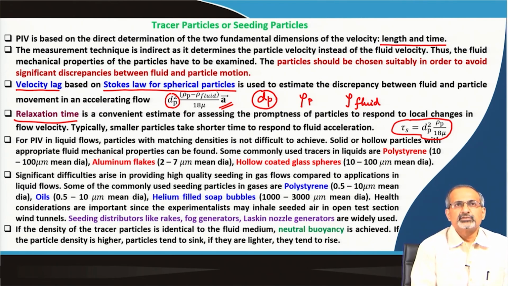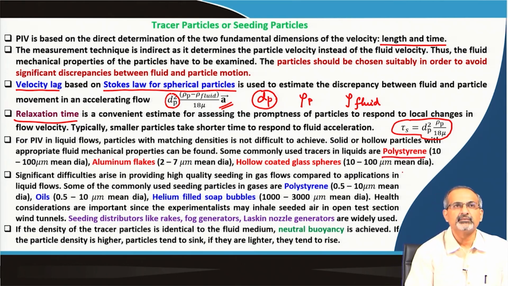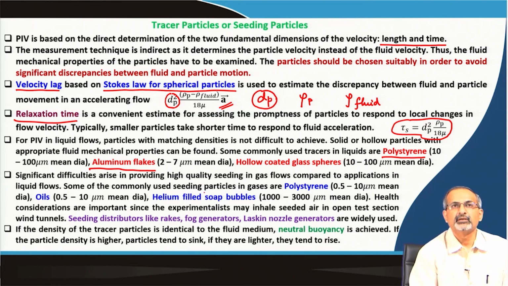For PIV in liquid flows, particles with matching densities are not very difficult to achieve. Solid or hollow particles both are used, and with appropriate fluid mechanical properties, if we can choose the suitable particles, then we should be able to minimize velocity lag as well as relaxation time. Typically, polystyrene in the range of 10 to 100 micron mean diameter, aluminum flakes between 2 to 7 micron mean diameter, or hollow coated glass spheres between 10 to 100 micrometers mean diameter can be used.